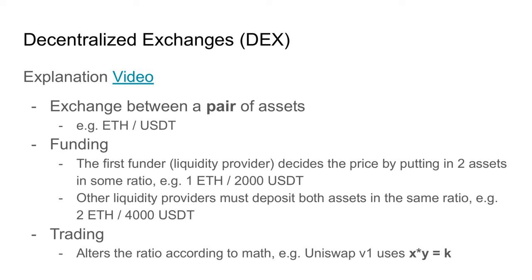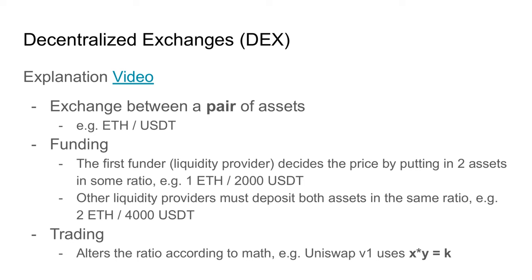And if I'm wrong, then people would think I'm giving away free money and come and trade with it, right? But anyone else who wants to deposit liquidity into this pool will need to deposit in the same ratio. For example, 2,000 ETH to 4,000 USD. And so that's how you fund the liquidity pool. You put assets in some ratio of 50-50 value. Then that determines the price, right? That also determines the price of the two assets.